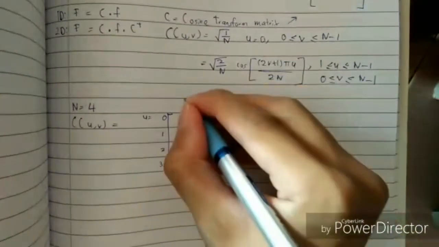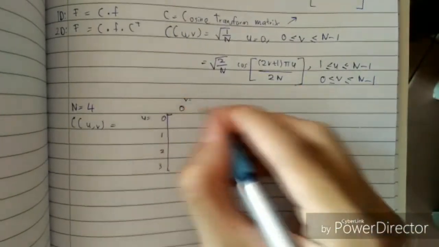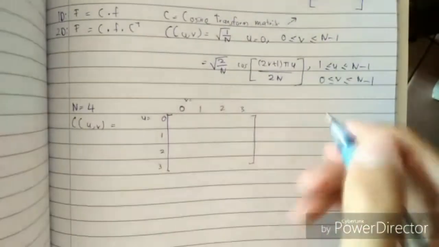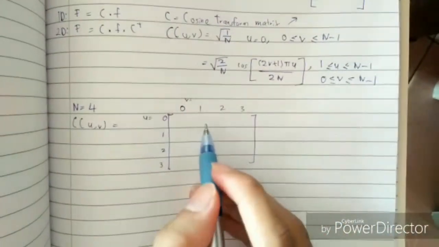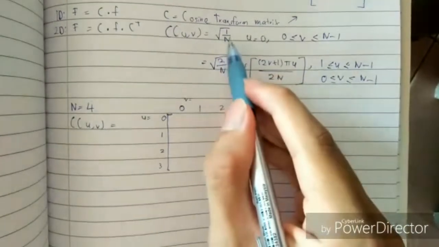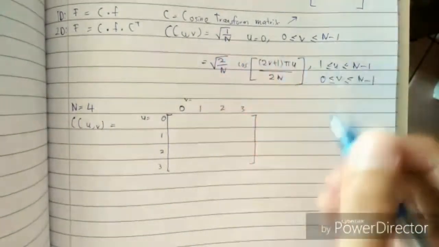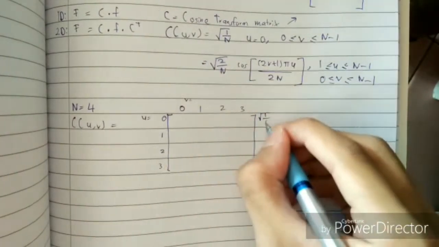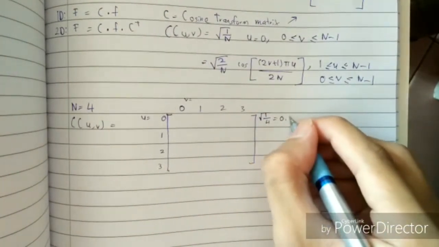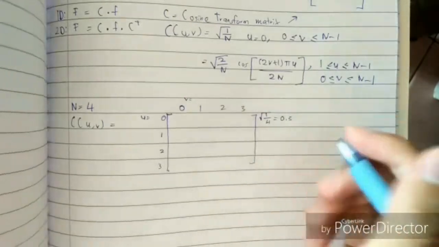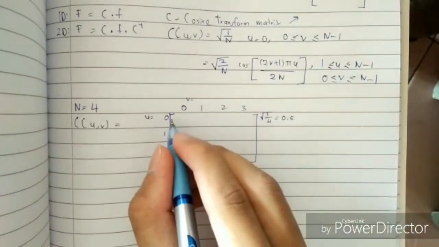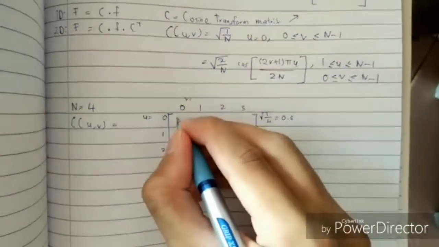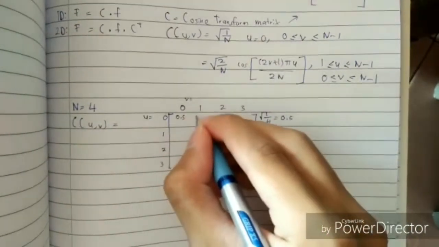We can write down 0 1 2 3, and for the first row we are using the square root of 1 over n formula. So square root of 1 over 4, we get 0.5. So for the first row, that is the 0 row, we list down the 0.5 value in the matrices.